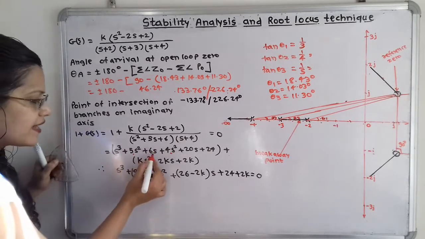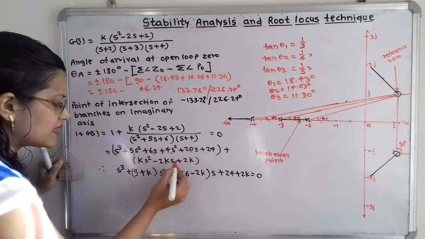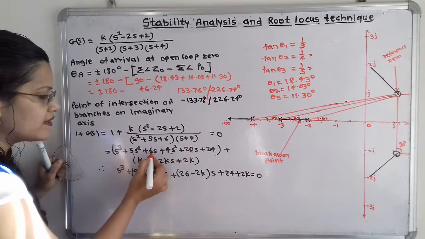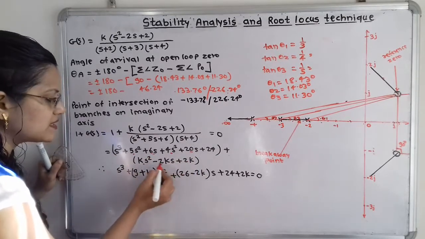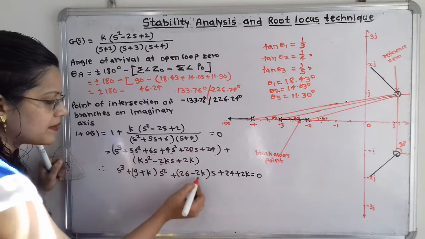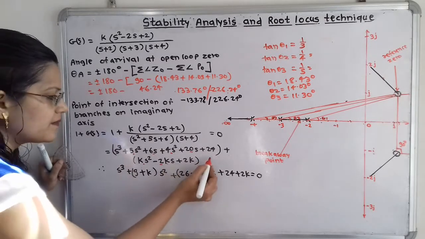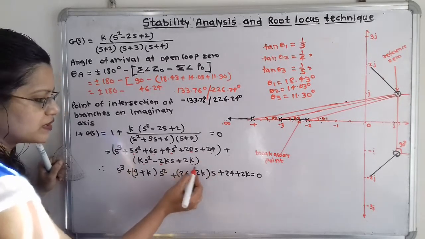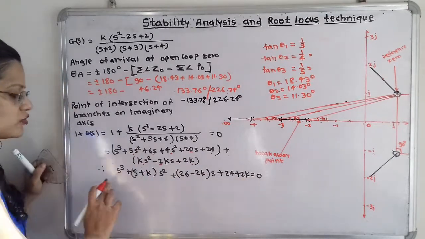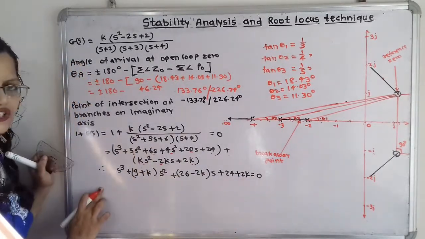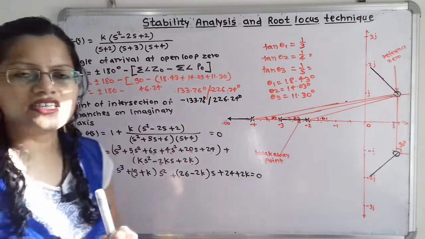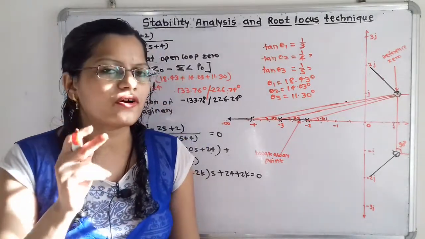Then if I take s, here we have 6s, 20s and minus 2ks. So I will take 6 plus 20, that is 26 minus 2k, bracket complete, s. Then here 24 plus 2k. The remaining we have to write as it is. So this is the characteristic equation, and from this characteristic equation we have to plot the first two rows.